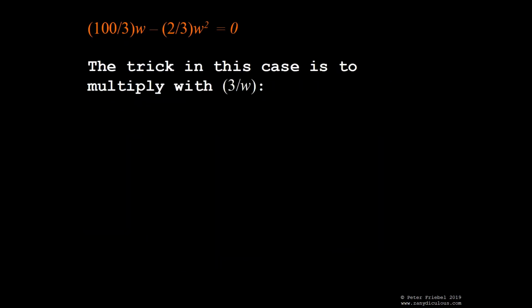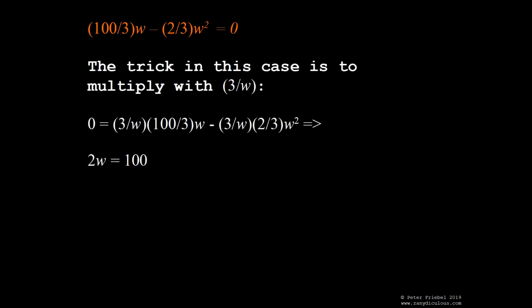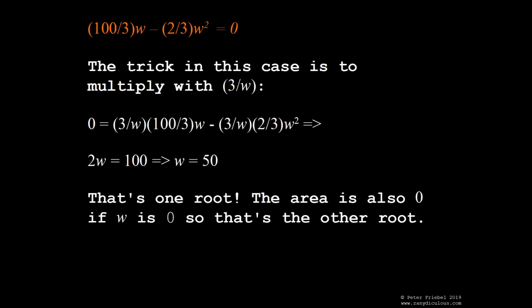The trick in this case is to multiply with 3 divided by W, as I've done here. Now, from that it easily follows that 2W equals 100, and that W is 50. Well, that's one root. The area is also 0 if W is 0, obviously, so that's the other root. The point we need is W is 25.